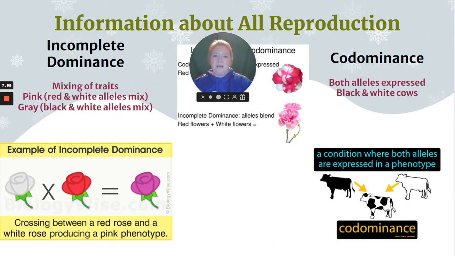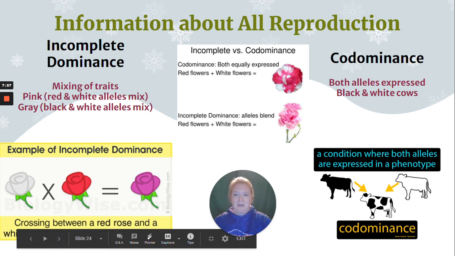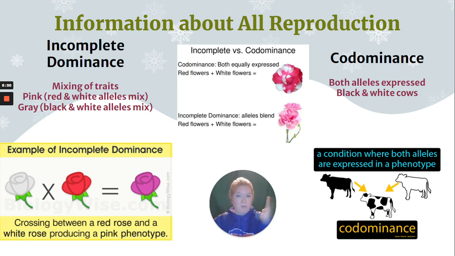Okay, incomplete dominance versus codominance. Incomplete is mixing. So a red flower and a white flower gives you a pink flower. Mixing, incomplete, mixing. Codominance, think about co-captains, both people are captains. So in codominance, both traits get expressed. So black cow, white cow. The offspring will have black and white, codominance, they both show up. If it were incomplete dominance, then the black and white would mix and it would be gray.